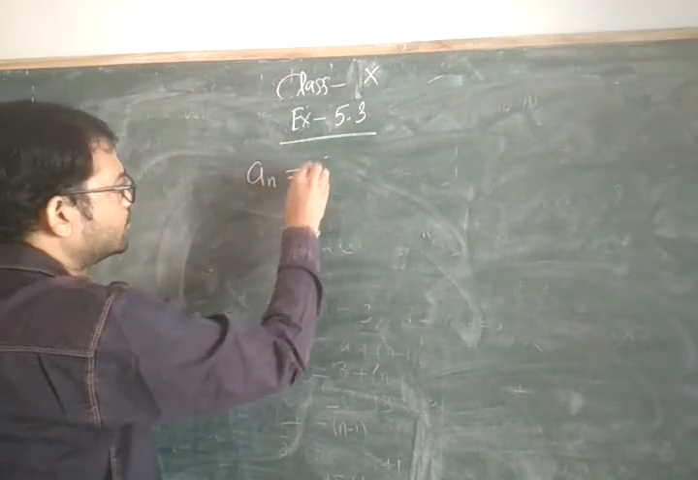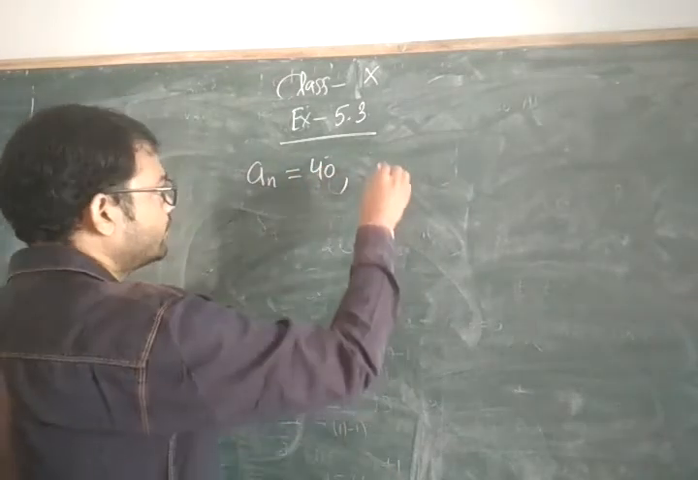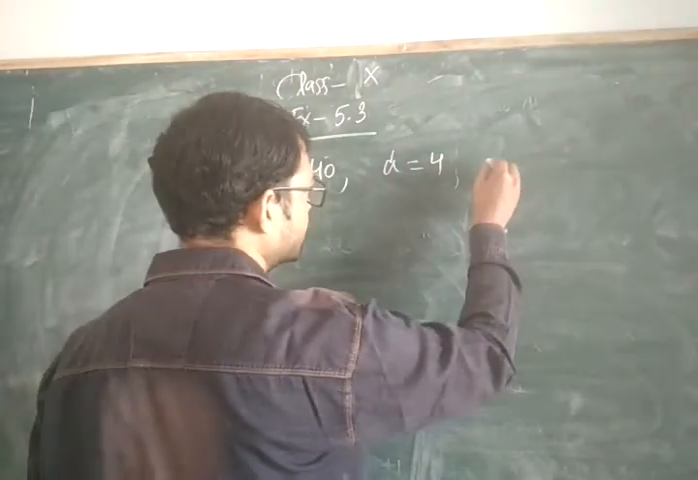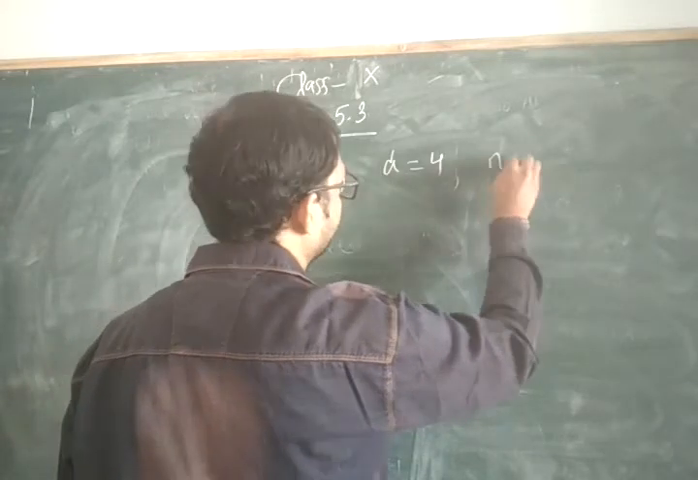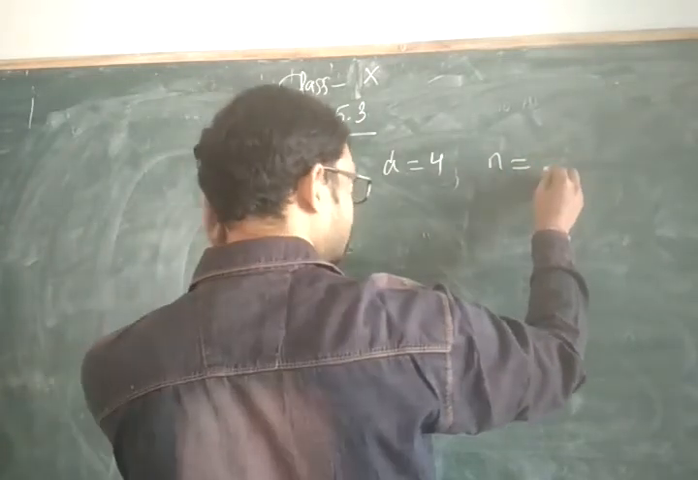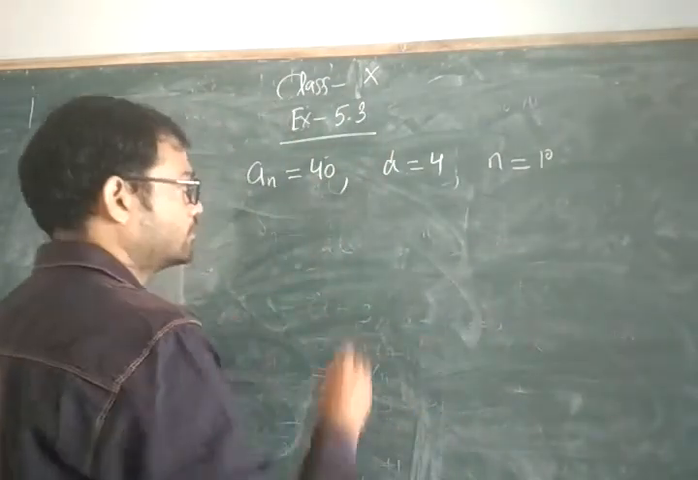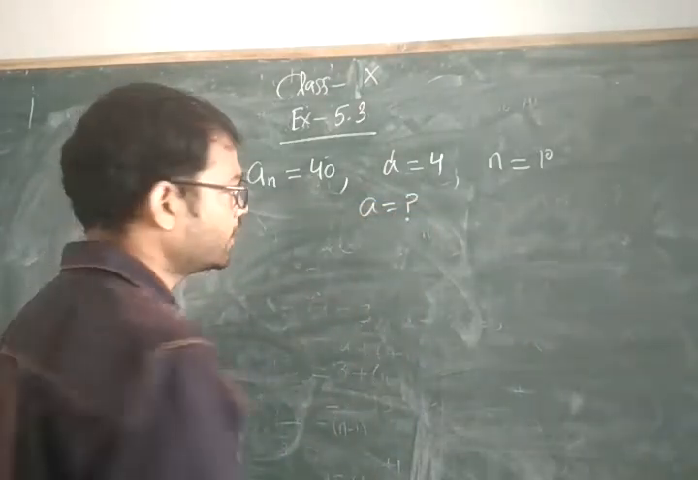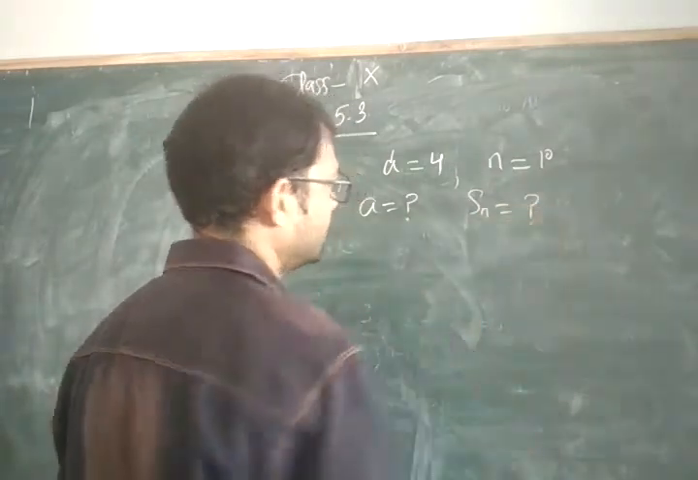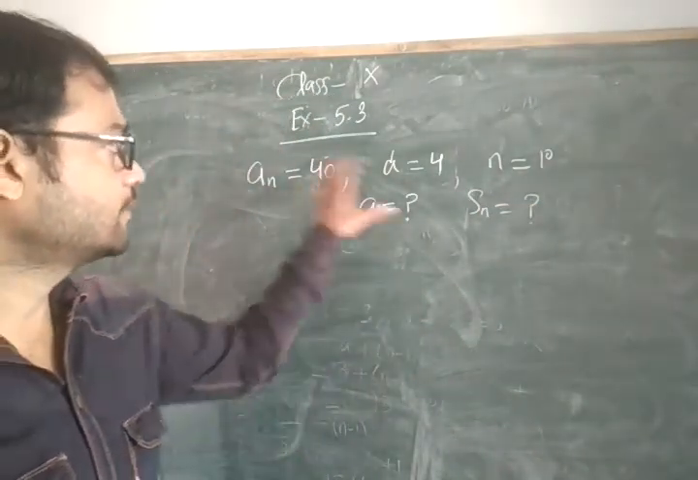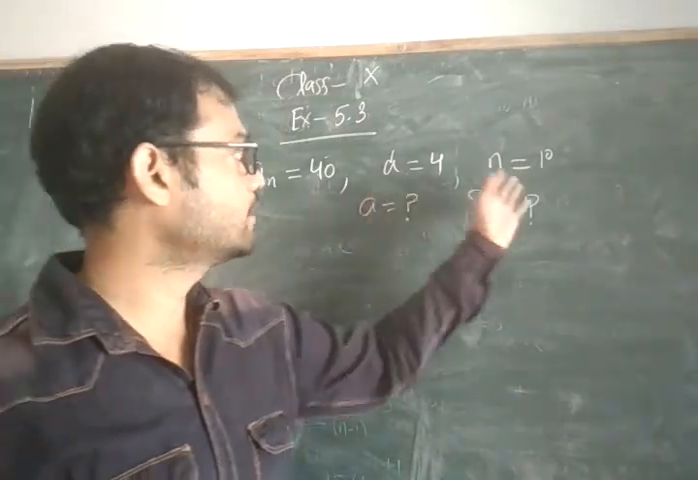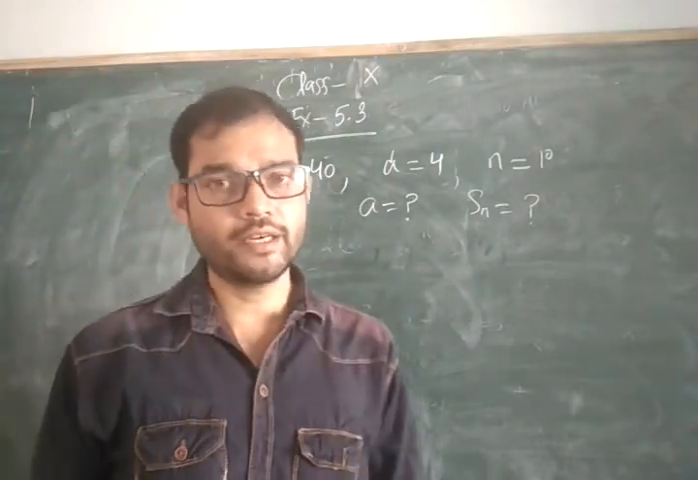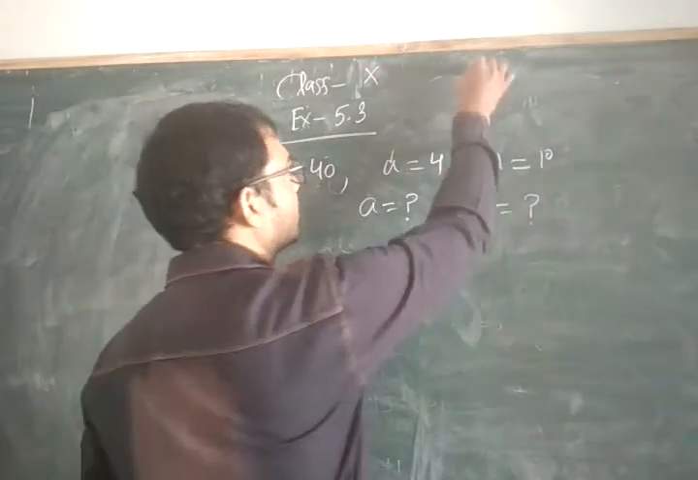If I have given an is equal to 40 and d is equal to 4 and your n is 10, so they are asking that find a. आपने a फाइंड करना है एंड आल्सो Sn. ठीक है, ऐसे आपको गिवन हो सकता है an गिवन है, d गिवन है, n गिवन है. a आपने पता करना है और आपको इसमें Sn ही जो है वो फाइंड करना है.